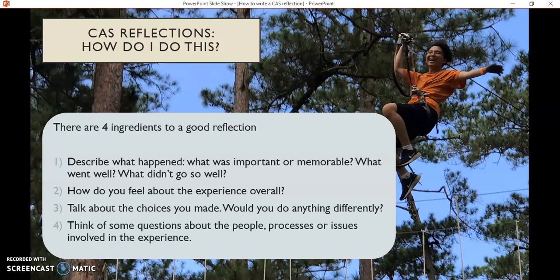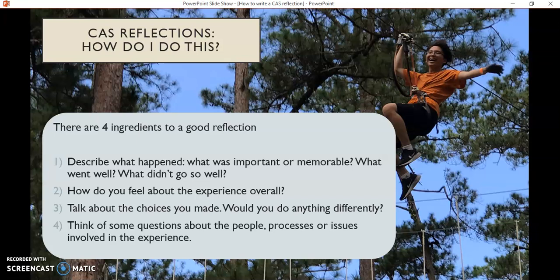Okay, so how do you do this? It's pretty simple really. There's four main things you need to have for a very good reflection. Pretty much in this order really. Firstly, say what happened, describe what happened, why was it important, what really stood out for you, and also describe what went well, and if things went wrong, sometimes that's actually quite a good thing in a strange way. What didn't go so well, just describe that to start with.